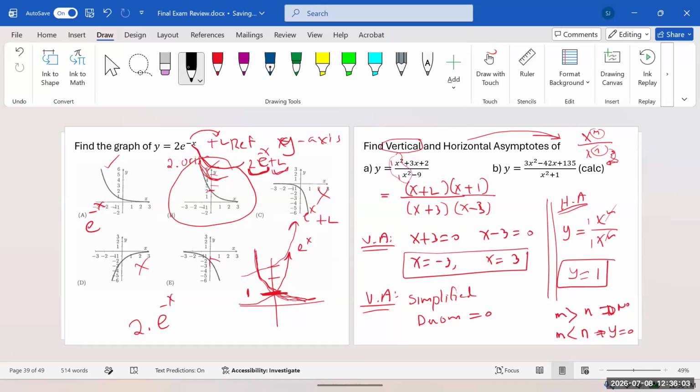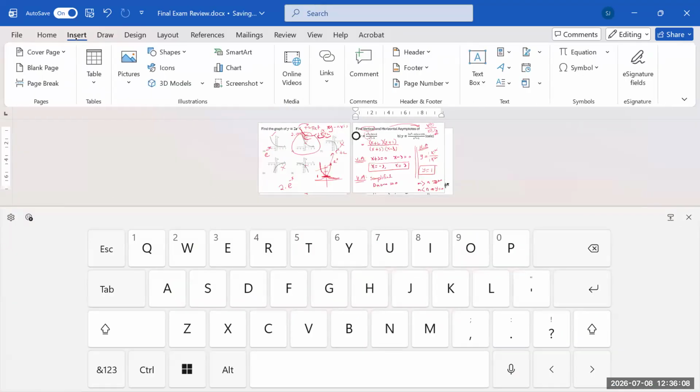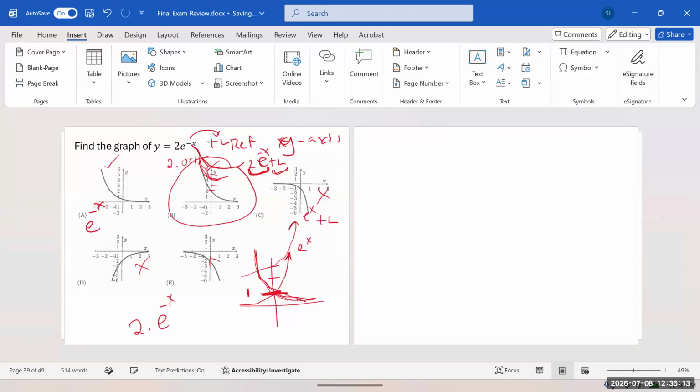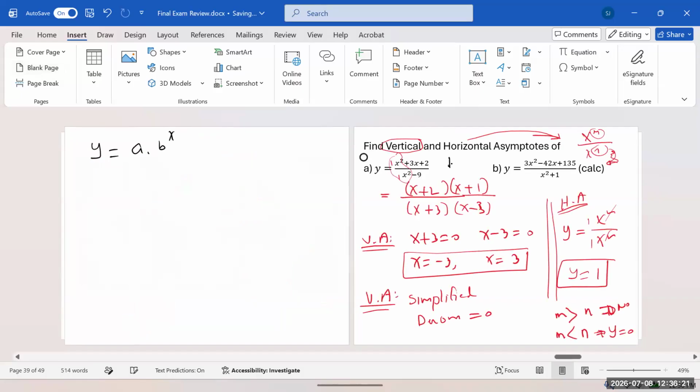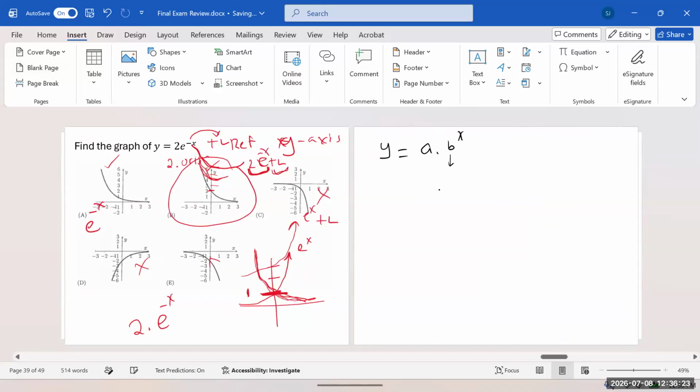If it has a fraction, it also reflects on the y-axis. What will the fraction look at? Like the numbers 0 and 1. So y equals a times b to the x. That's exponential format. Now if b is bigger than 1, anything bigger than 1, the graph goes this way. If this is a fraction between 0 and 1, then the graph goes downward.